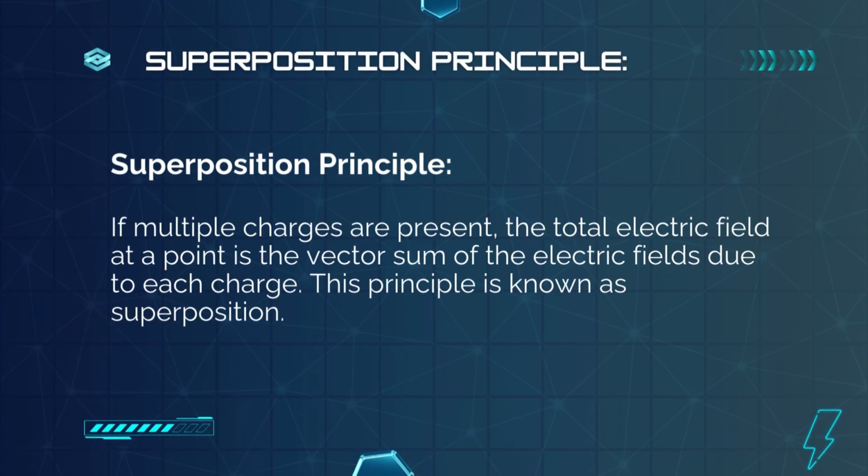Let us move to the superposition principle of charges. If multiple charges are present, the total electric field at a point is the vector sum of the electric fields due to each charge. This principle is known as the superposition principle.